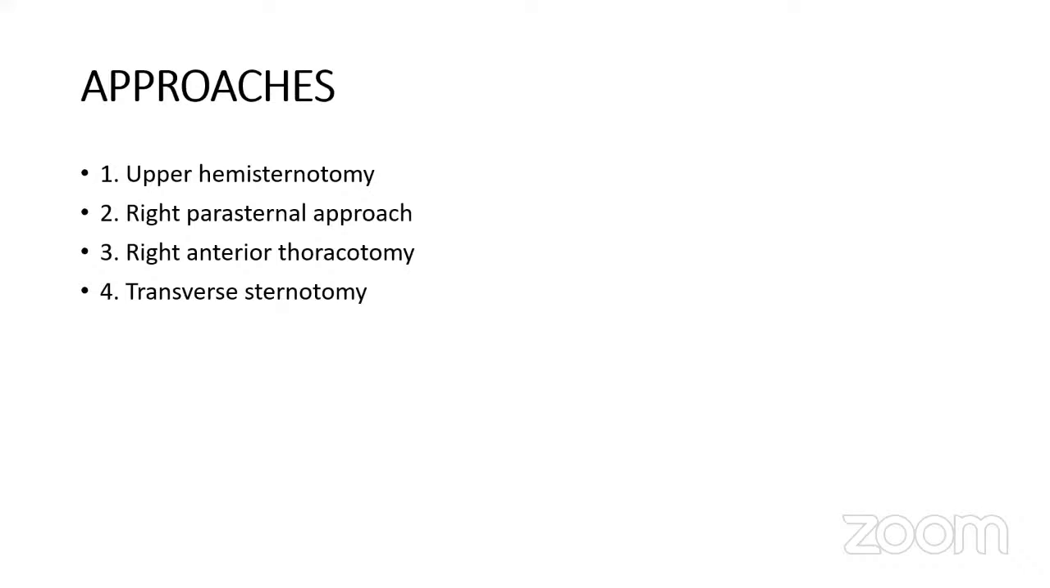First, we'll speak about approaches. We have 4 approaches: upper hemisternotomy, right parasternal approach, right anterior thoracotomy, and transverse sternotomy. I will speak about only upper hemisternotomy and right anterior thoracotomy. Of the other 2, one has just been abandoned, and the other has just been phased out.